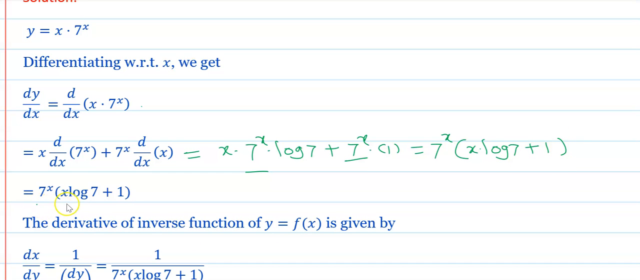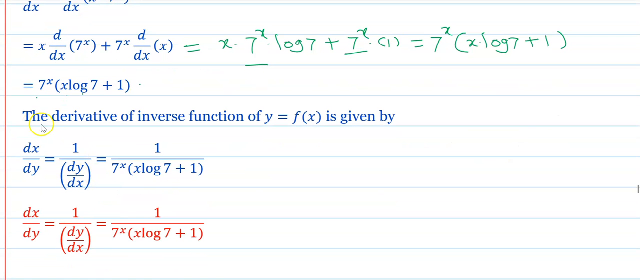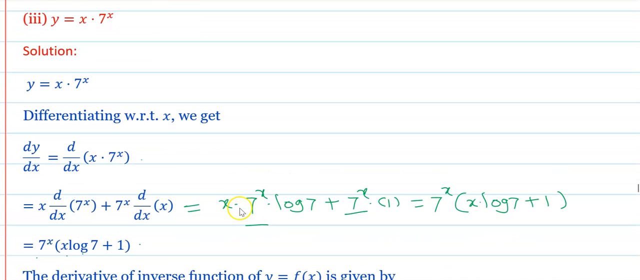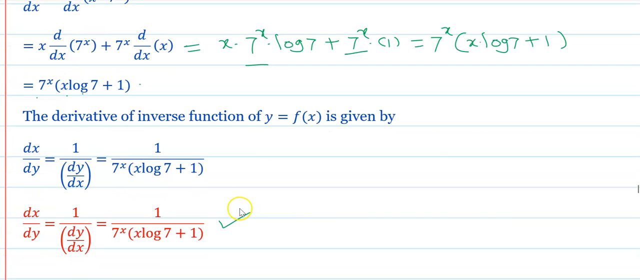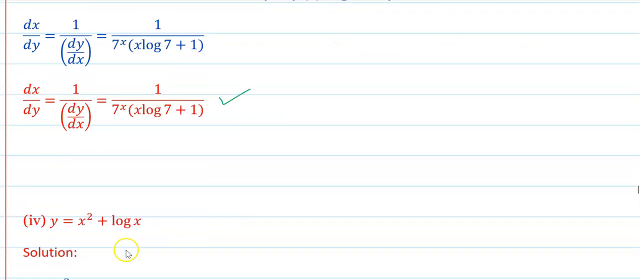7 raised to x, x into log of 7 plus 1. Therefore, the derivative of the inverse function of y equals f of x is again given by dx upon dy equals 1 upon dy by dx. Substitute the value of dy by dx, which is 7 raised to x in bracket x log of 7 plus 1. You only have to find the normal derivative and write it in that form.